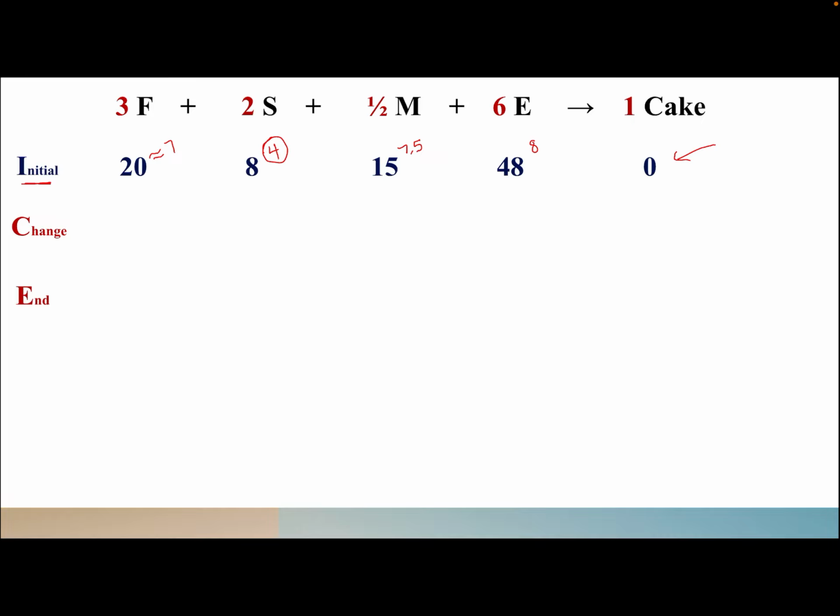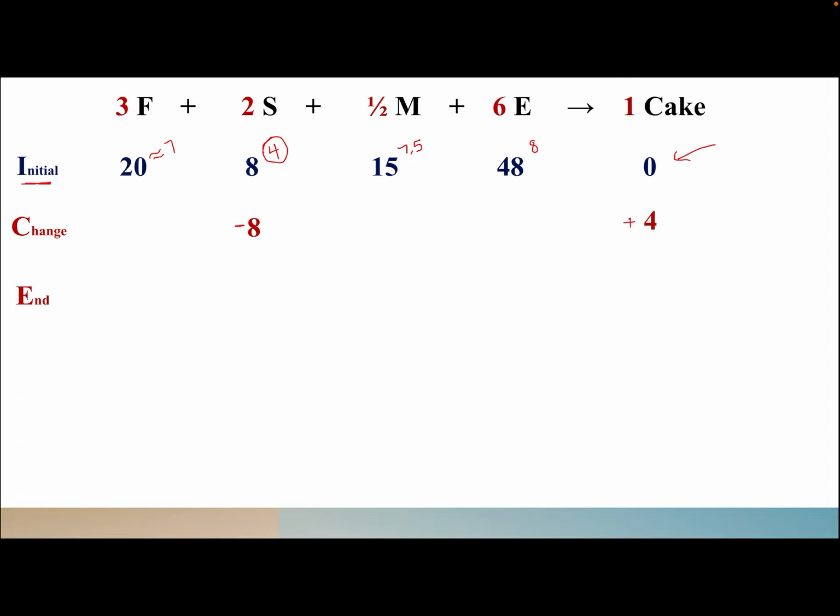We can only make 4 cakes because we only have 8 cups of sugar, right? And we need 2 cups in each cake. So that's going to be what we're going to use. And so all of these here, these will get a negative. So we're going to use up 8 cups of sugar, and we're going to make 4 cakes.